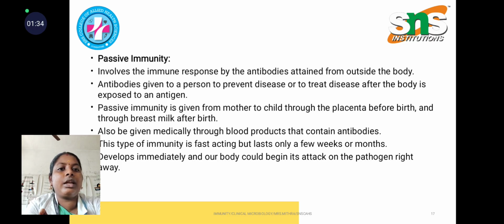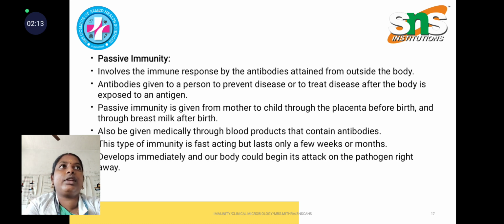Passive immunity is given from mother to child through the placenta before birth and through breast milk after birth. So during pregnancy the immunity passes from mother to child through the placenta, and after birth that immunity is transferred through breast milk. It can also be given medically, through blood products or through vaccines that contain the antibodies. This type of immunity is fast acting but lasts only a few weeks or months.